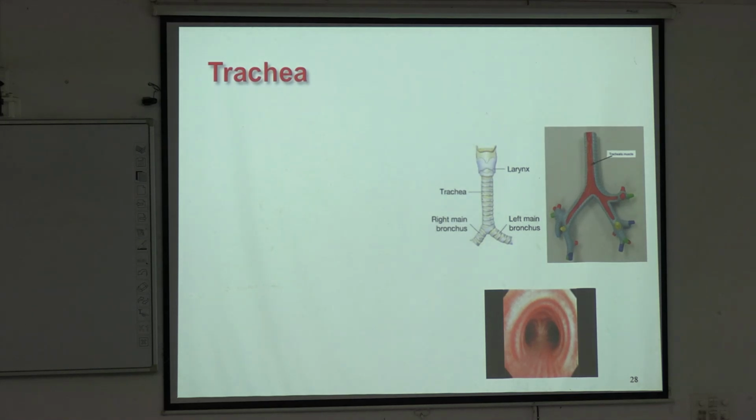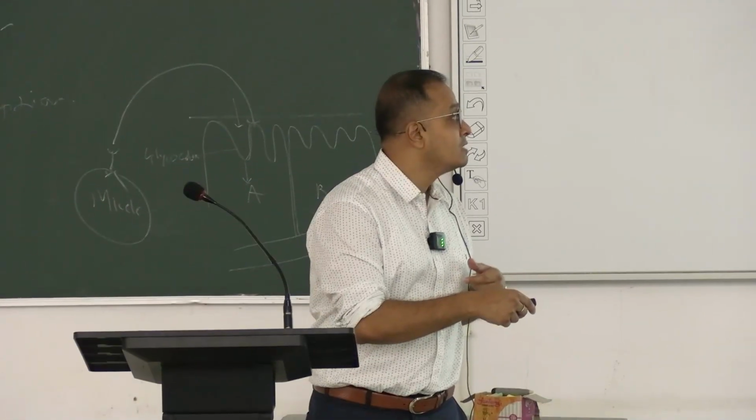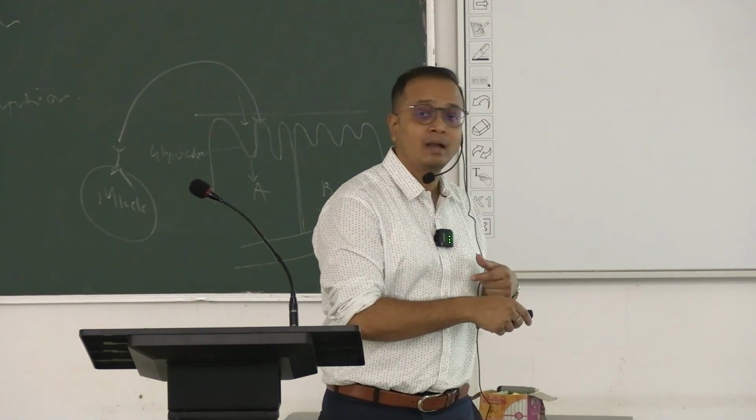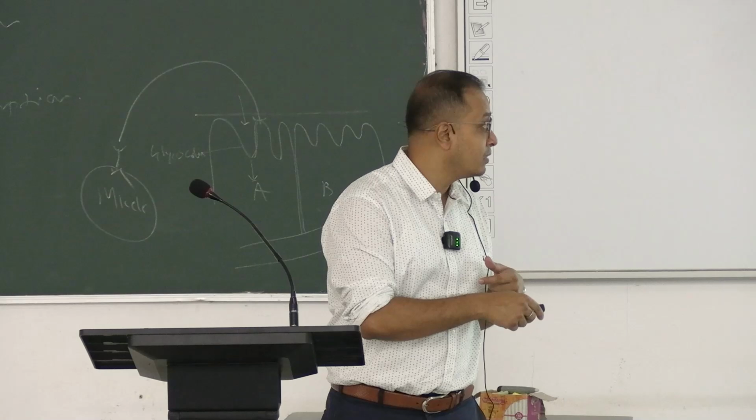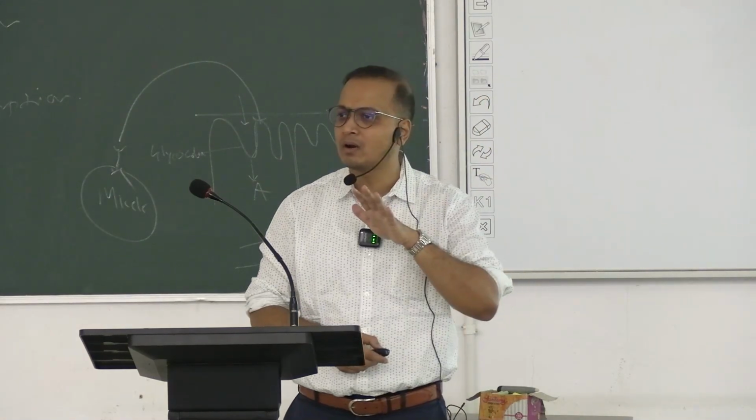Next to that, this is the thyroid cartilage on the larynx. Next to that we have the cartilage we call the cricoid. Below the cricoid the trachea begins, going down and splitting into the right bronchus and left bronchus at the level of the sternal angle.